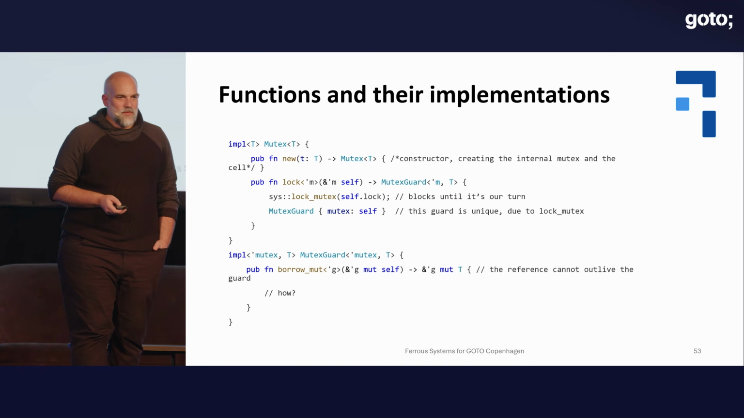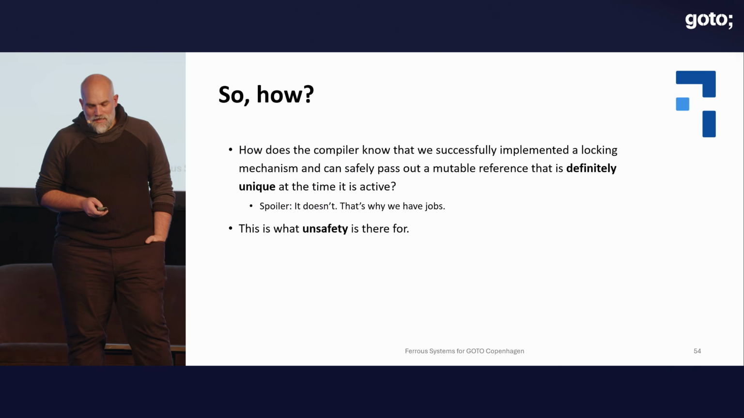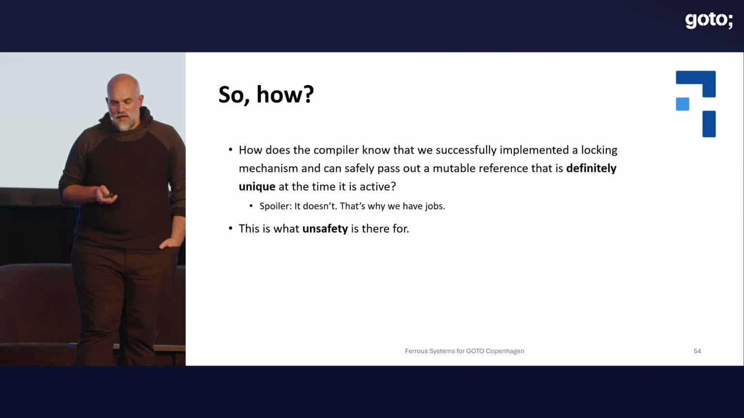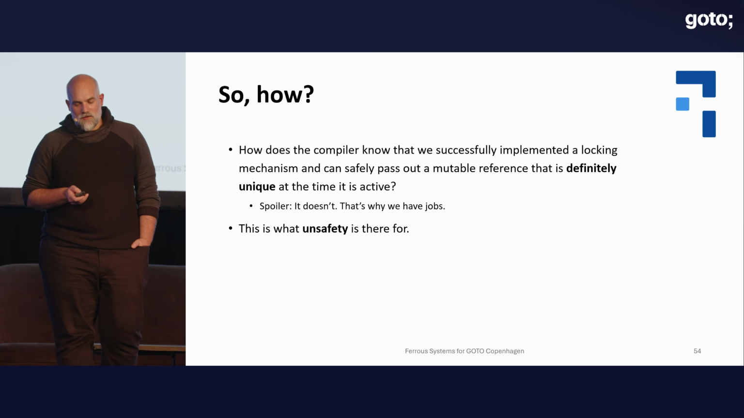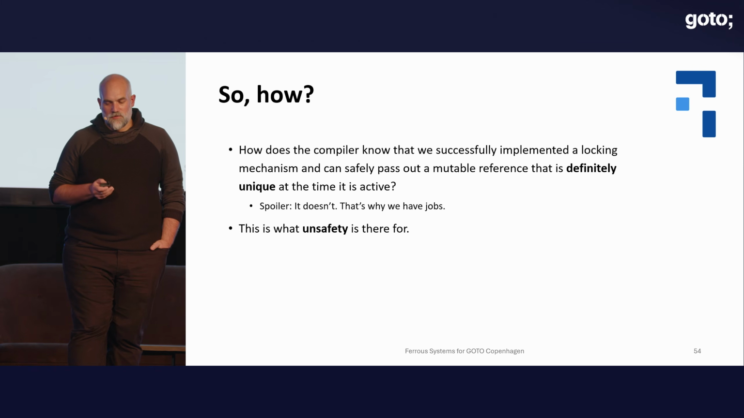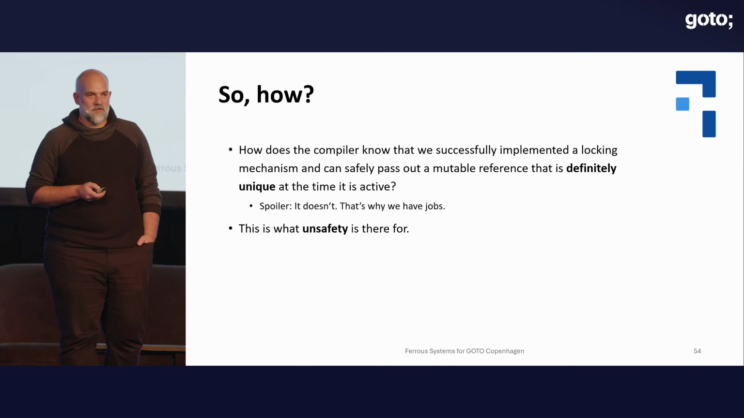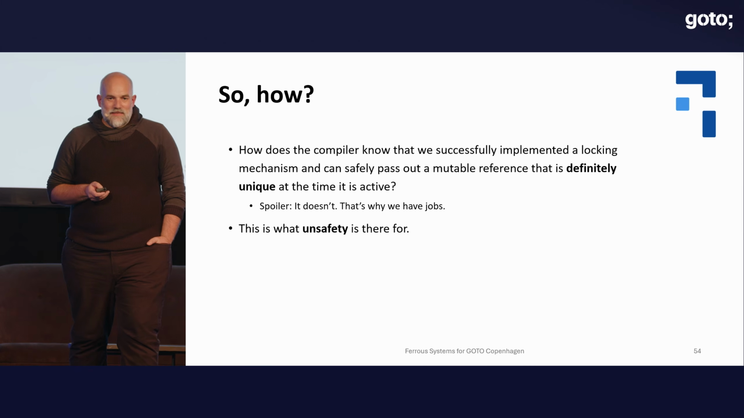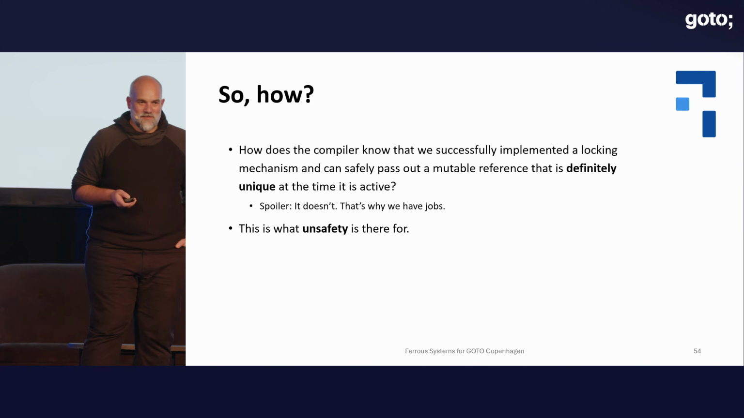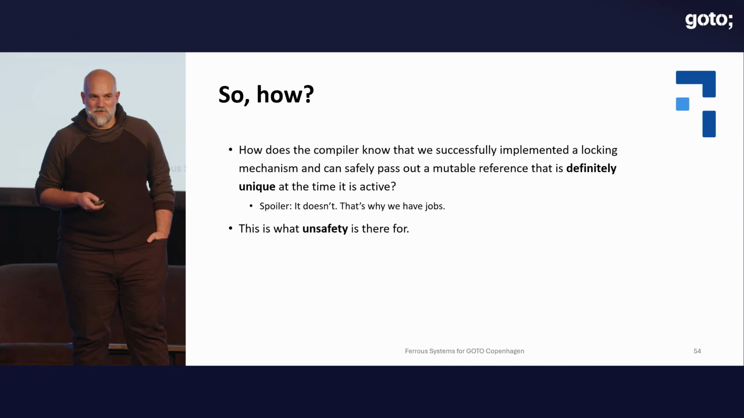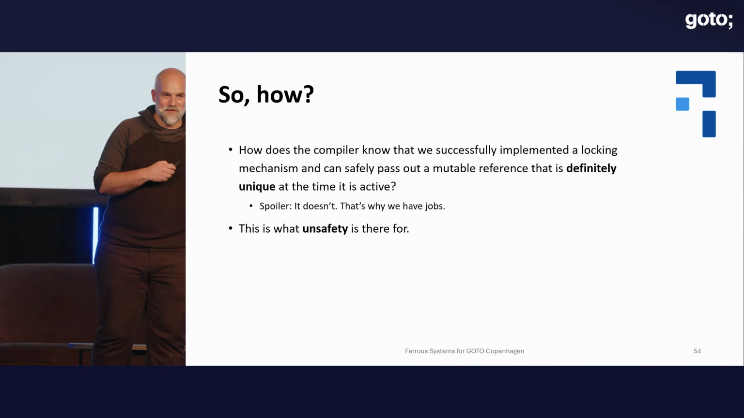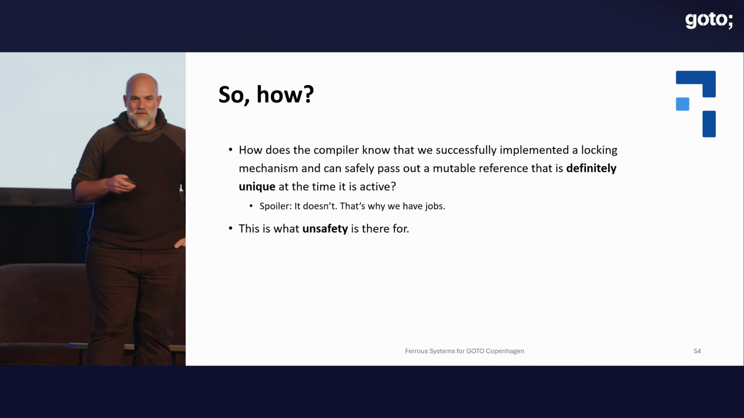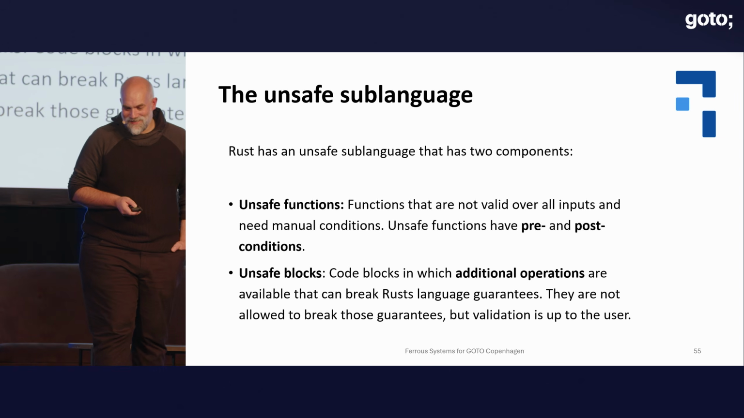Now the question is, how do we implement that? So how does the compiler know that we successfully implemented a locking mechanism and can safely pass out a mutable reference that is definitely unique at the time of its active? It doesn't. That's what unsafety is there for. And this is why we have jobs. If compilers could prove a statement like this, we'd be out of jobs, to be honest.